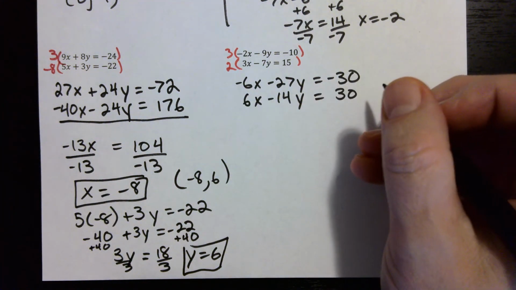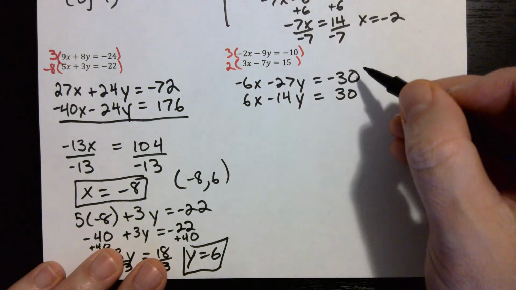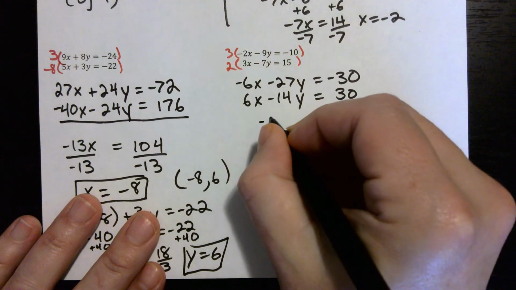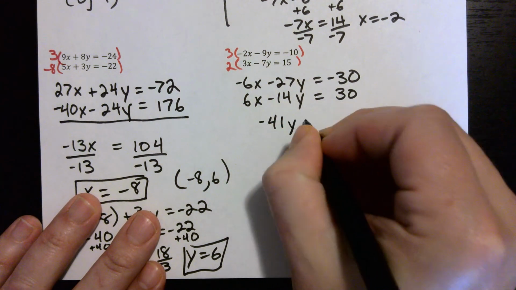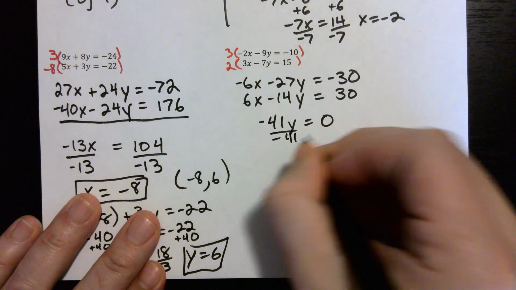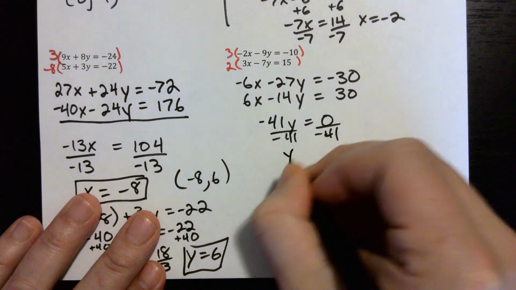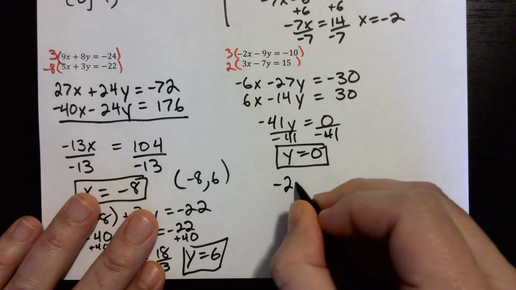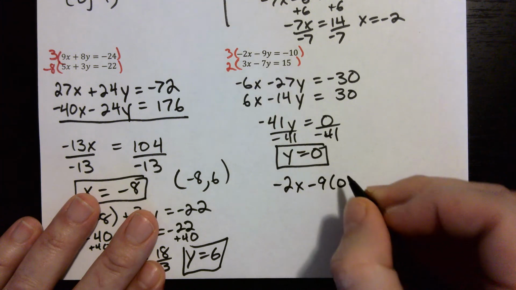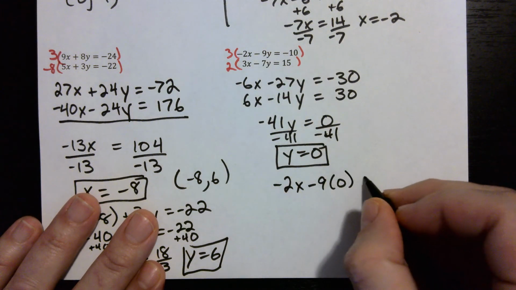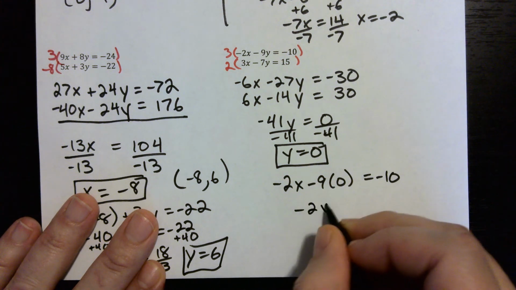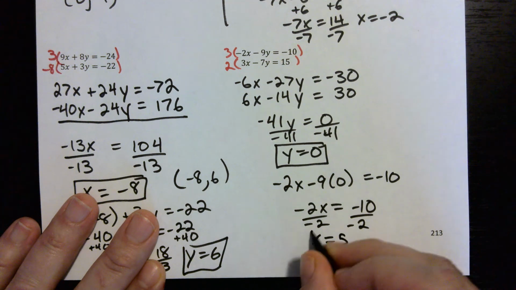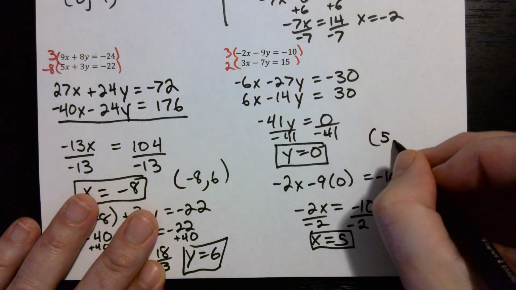Okay, so you can see that this term is going to cancel and this term is going to cancel. So negative 41y is equal to 0. So if I just divide that, you get y is equal to 0. Okay, and now let's plug that in. I'm going to use the first one. So negative 2x minus 9 times 0 equals negative 10. So that's negative 2x equals negative 10. Divide by the negative 2, and you get x equals 5. So our ordered pair solution here is 5, 0.